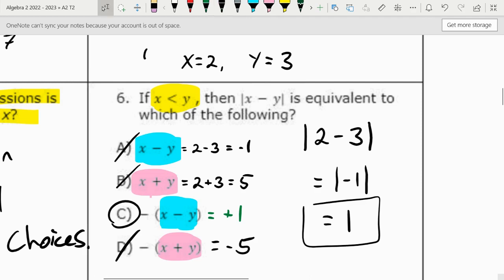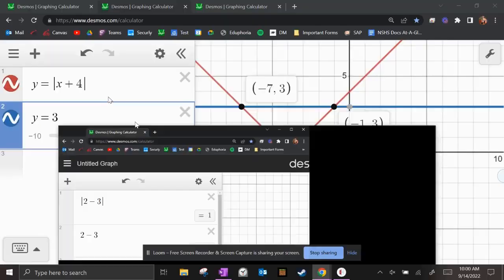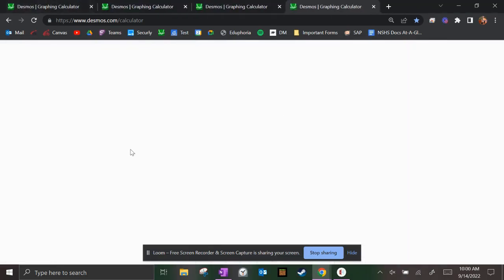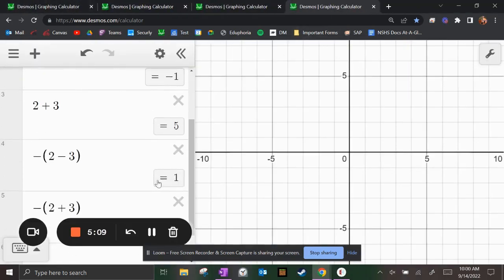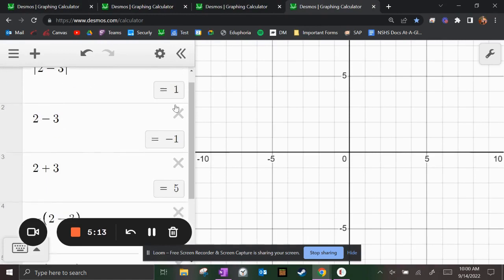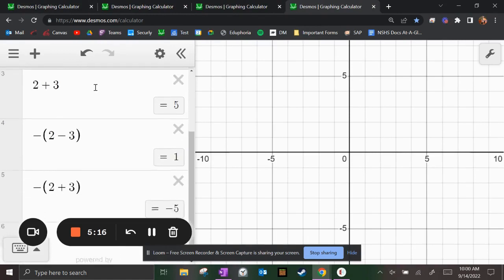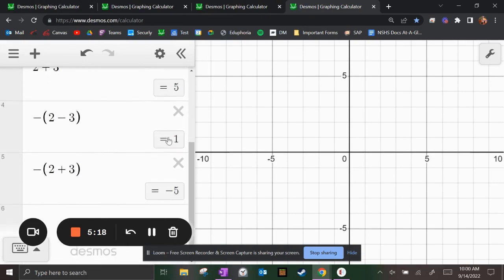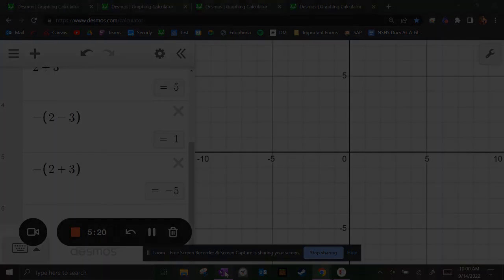And if you type all this into Desmos, everything I just did, you'll notice that the correct answer choice C gives me 1, just like it should. Okay, so I typed in the original, we got 1. All of the answer choices do not make sense except for this one because it equals 1.